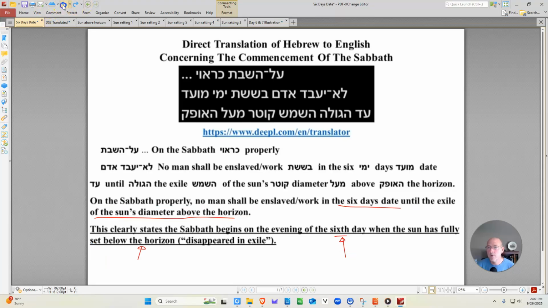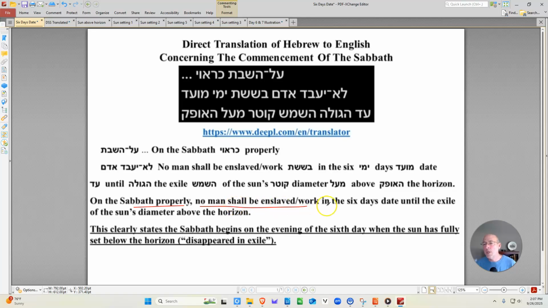Let me see if I can get rid of all of this stuff. Let me tell you how I'm reading this, because it seems it's tough for me. When it says on the Sabbath properly, I don't argue that the context is about keeping the Sabbath properly, but this doesn't seem to be related to a man ceasing to work. It seems to be related to a man engaging in work.